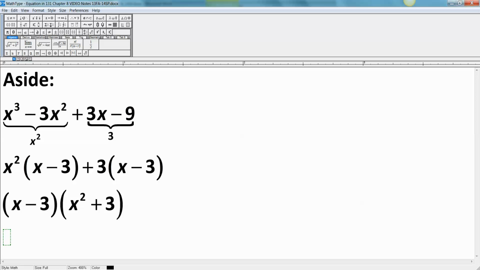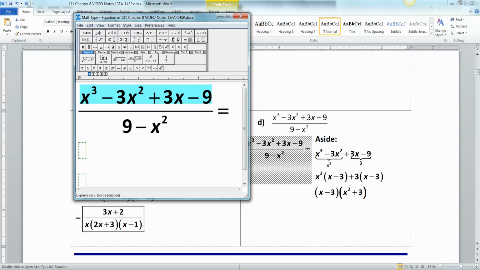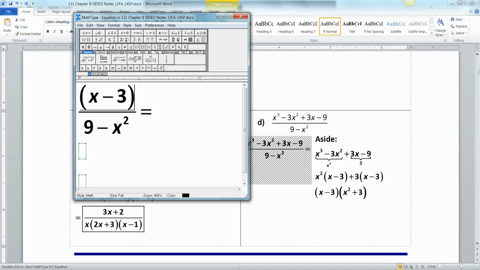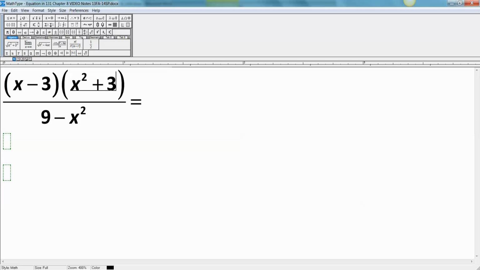And then the second aside, actually, maybe I'll just leave it like that. Okay, so we now know that this is going to be what we just found. It's going to be x minus 3 and then x squared plus 3 for that numerator. But now the denominator, right? So do you see how it's backwards from what you want? Do you see how it's 9 in front and x squared in back? That is not what you're interested in having at all.